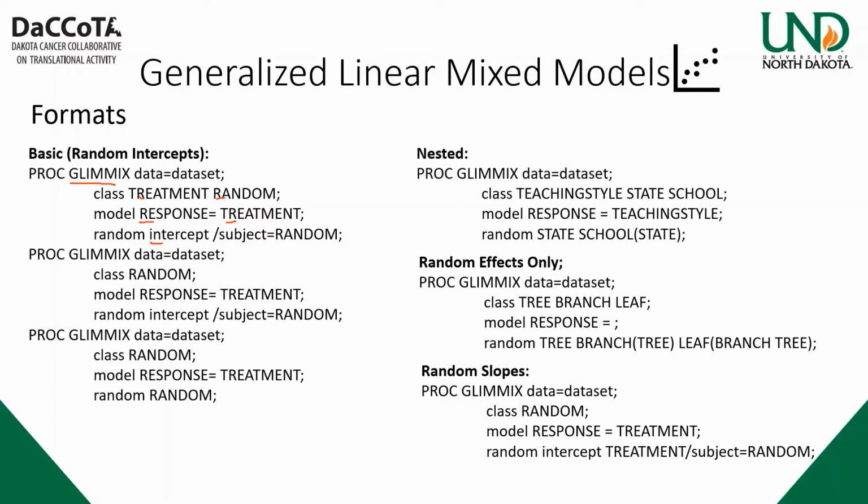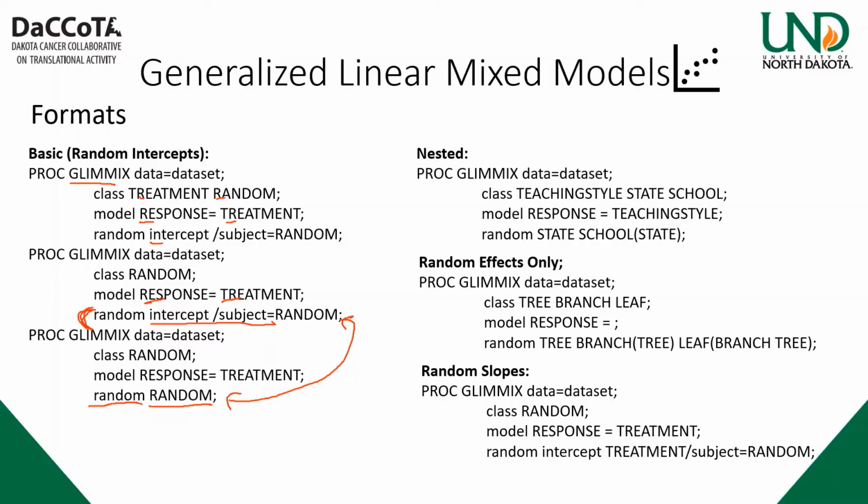Now, typically you'd be doing this with a categorical treatment. Of course, if it's continuous, like say score and time studied, you would just leave treatment out of the CLASS statement. Also, it turns out in a simplified form, if with your RANDOM statement you just put the variable without this whole intercept slash subject equals, this is essentially comparable. They'll do the same thing, though I do suggest using this format just to get used to it so you know what you're doing.